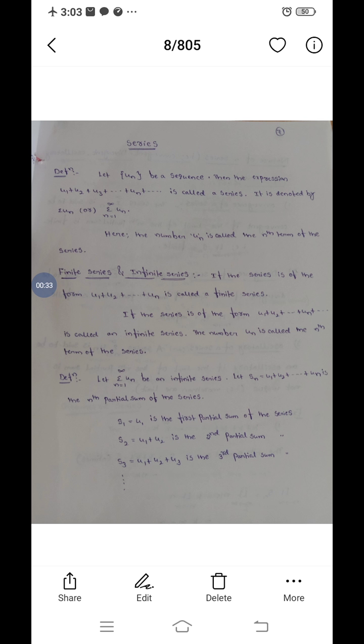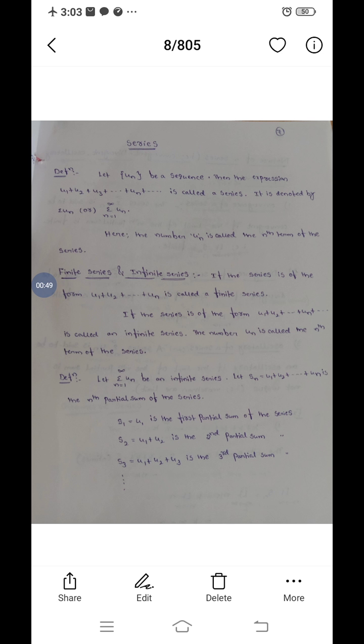Series. Okay, and here let us consider the sequence. Let it be some un. Already you know this one. The sequence has the first term, second term, third term. So like that every sequence has some particular number of terms.